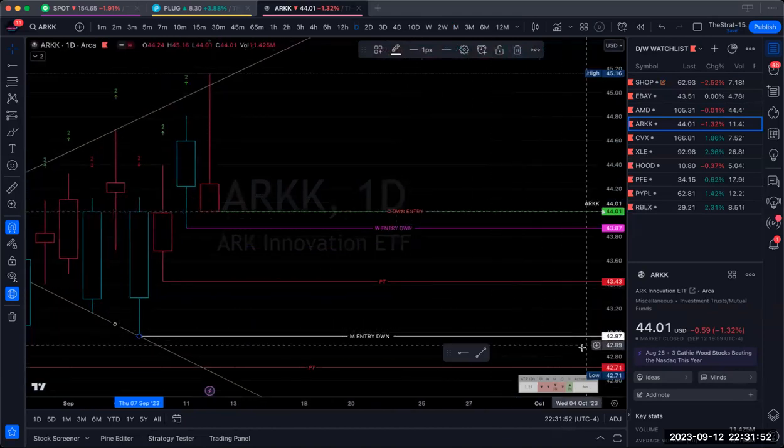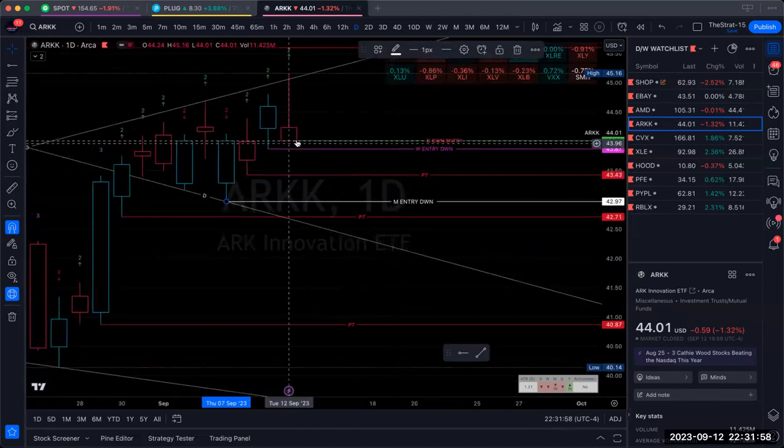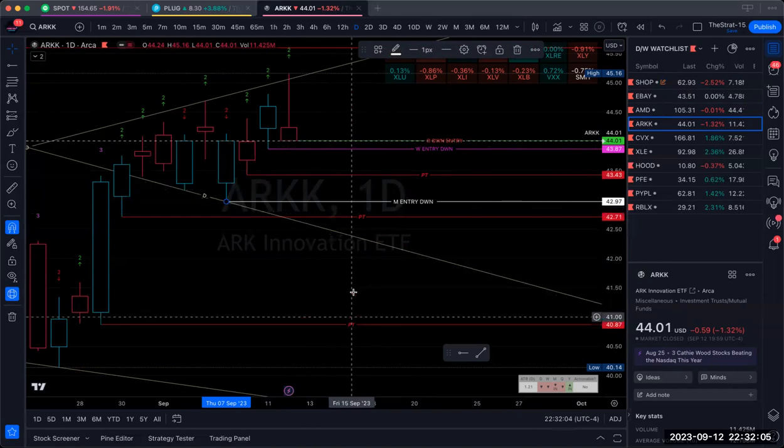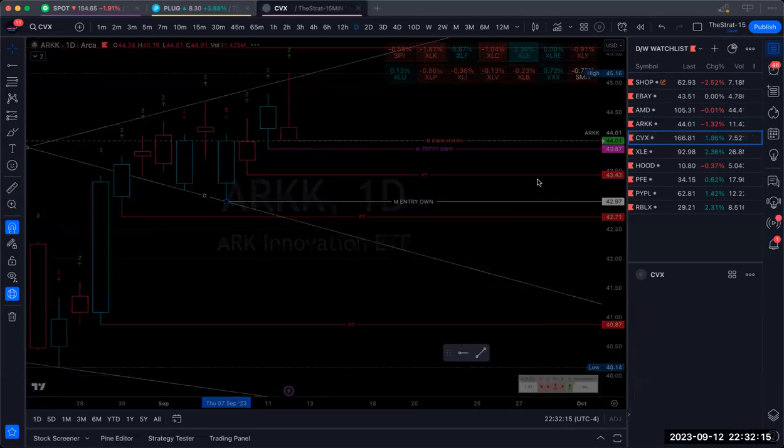Your month entry would be 42.97. So your weekly would be 43.87. Like I said, if you was planning on getting some puts on this and riding this down to this PT, definitely give yourself some time and possibly take some in the money contracts. All right, ARC XLE is green.